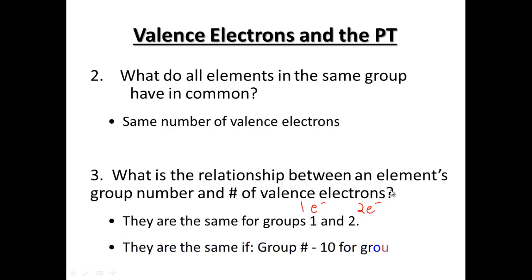Then if we look at groups 13 through 18, we subtract 10. 13 minus 10 is 3, all the way through 18 minus 10 is 8. That would be for all of our main group elements. All of those elements are going to have that number of outer electrons. So anybody in group 13 would have 3 outer electrons, group 14 has 4, all the way to group 18 with 8 outer electrons.